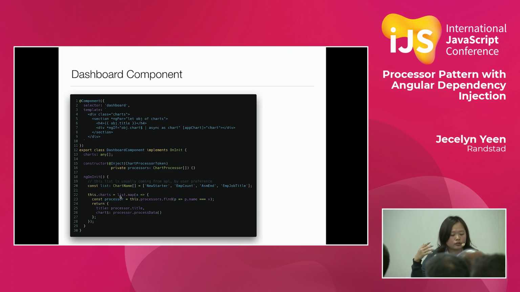After that, for each name of the chart that you should show, you loop through them, find the correct processor of the chart, and call processor.processData to process each chart and get the data, then assign it to the charts array. So by this, you have all the charts data in here.